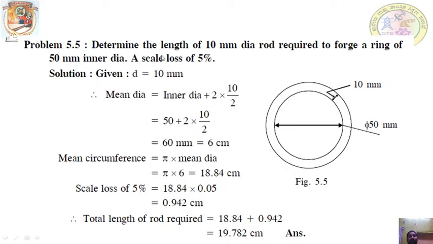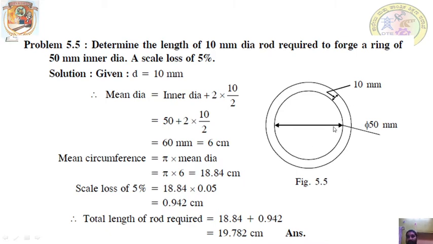Next, determine the length of the 10 millimeter dia rod required to forge a ring of 50 mm inner dia. Scale loss is 5%. Determine the length of the 10 mm dia rod. So this is the 10 mm dia rod. If you develop this, that will become a lengthwise cylinder of diameter 10. So you need to find out the length of that cylinder.